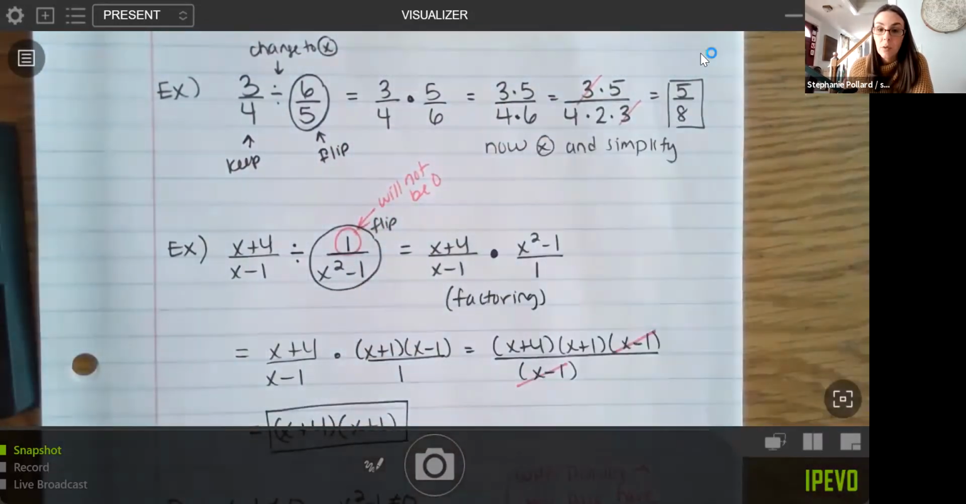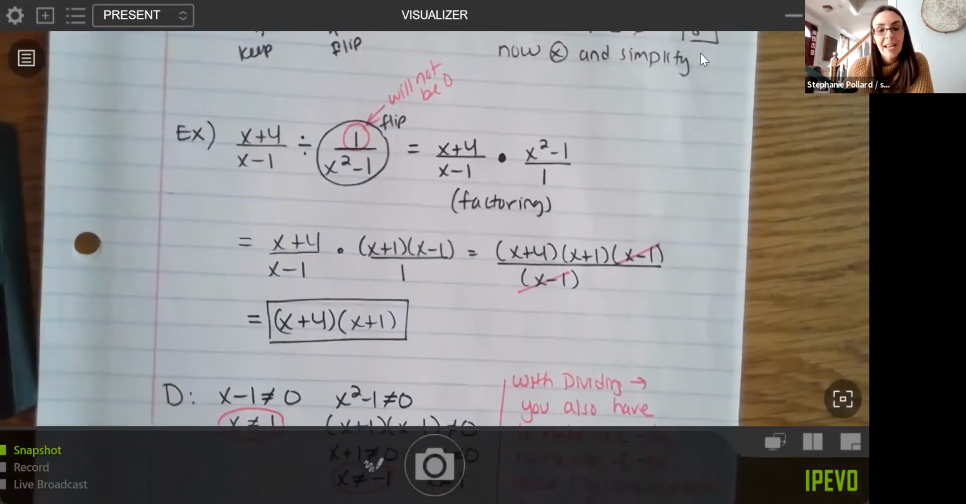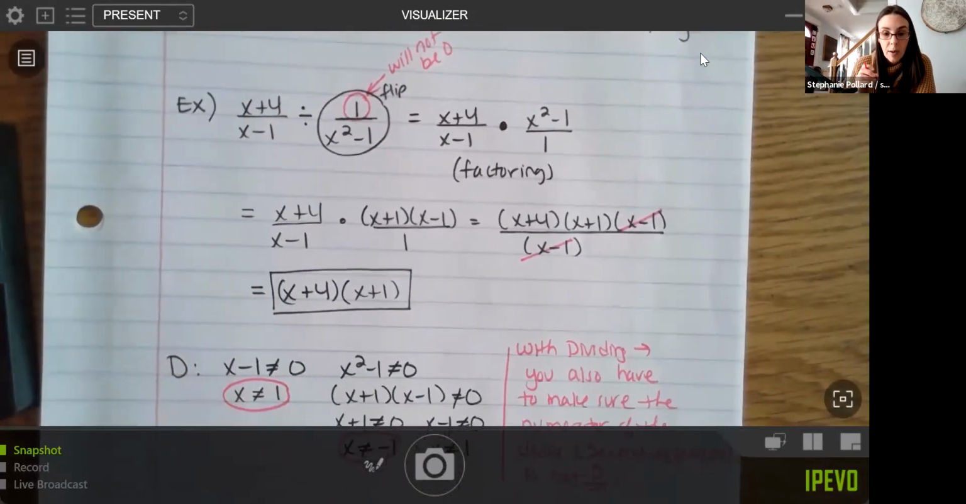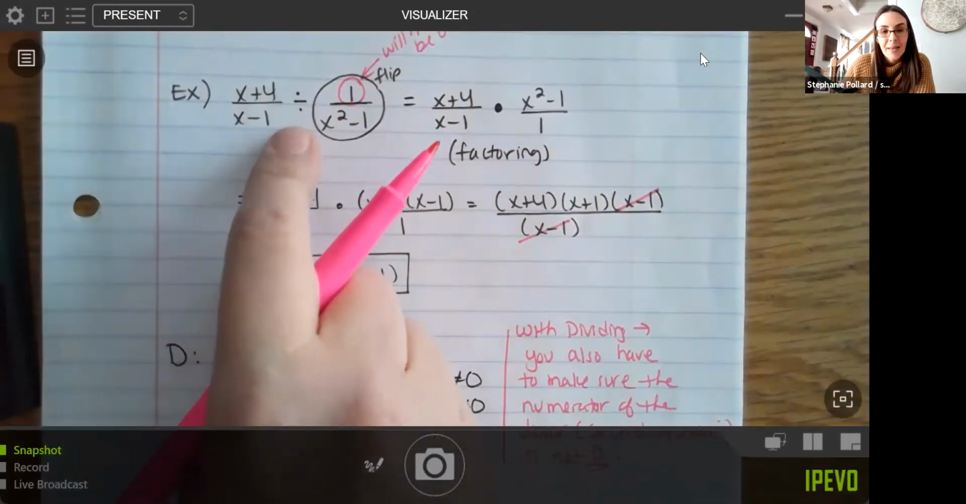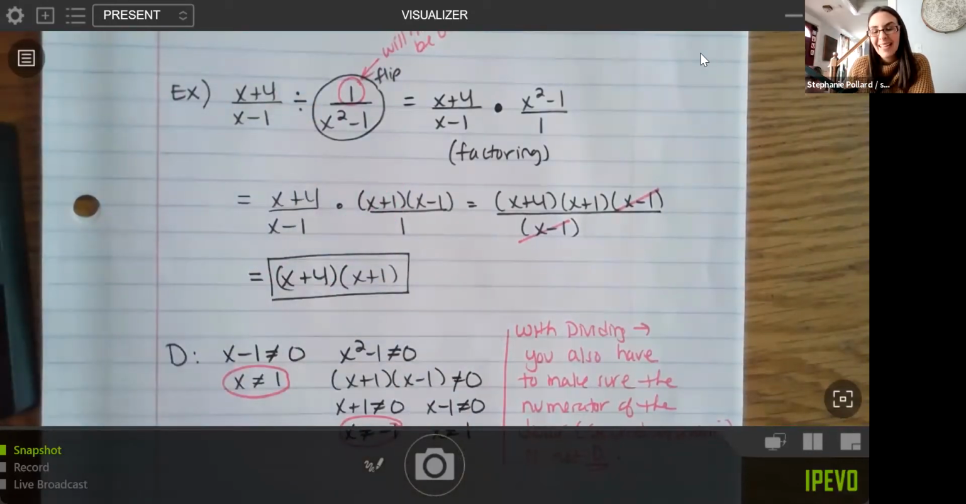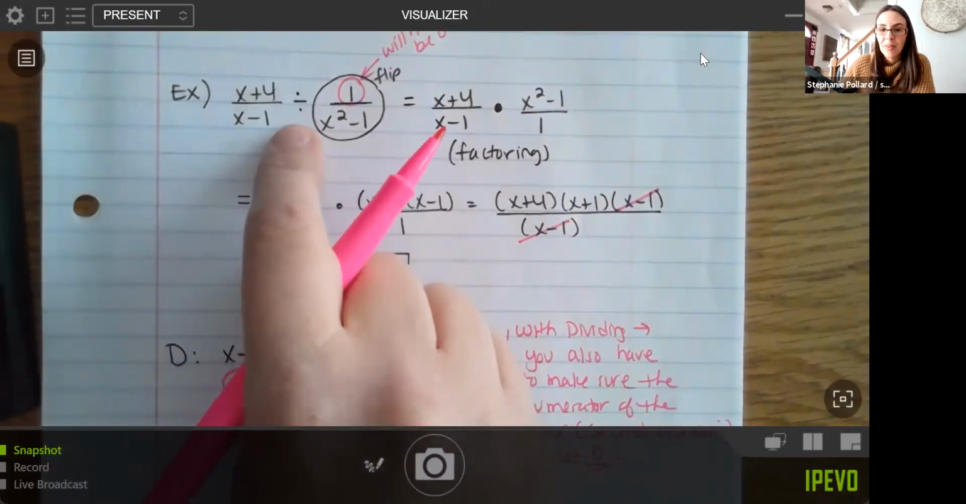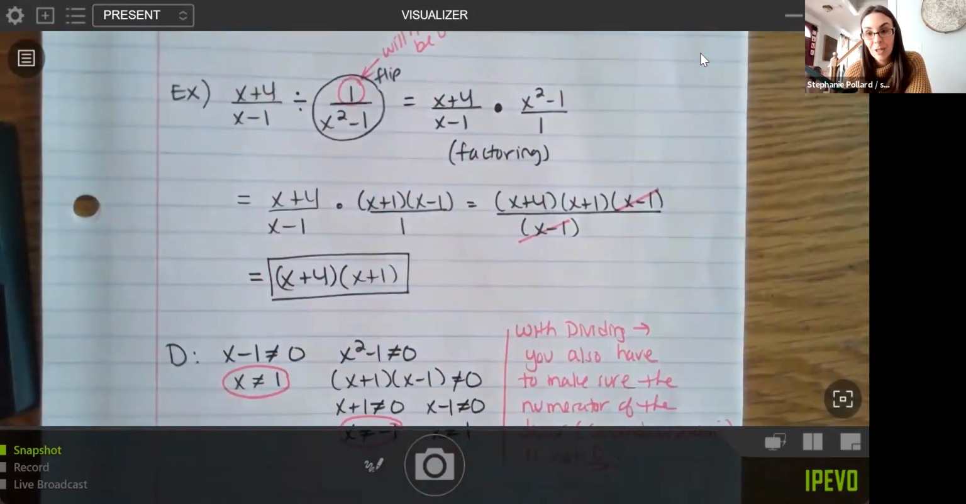Okay, so I don't have that issue here. But the reason we have to check that as well as our denominators, in this case, it's only for dividing, is because when we divide by something, we can't divide by 0. So I have to also worry that the overall fraction would be 0 too. So it throws in an extra kind of restriction you have to watch out for.